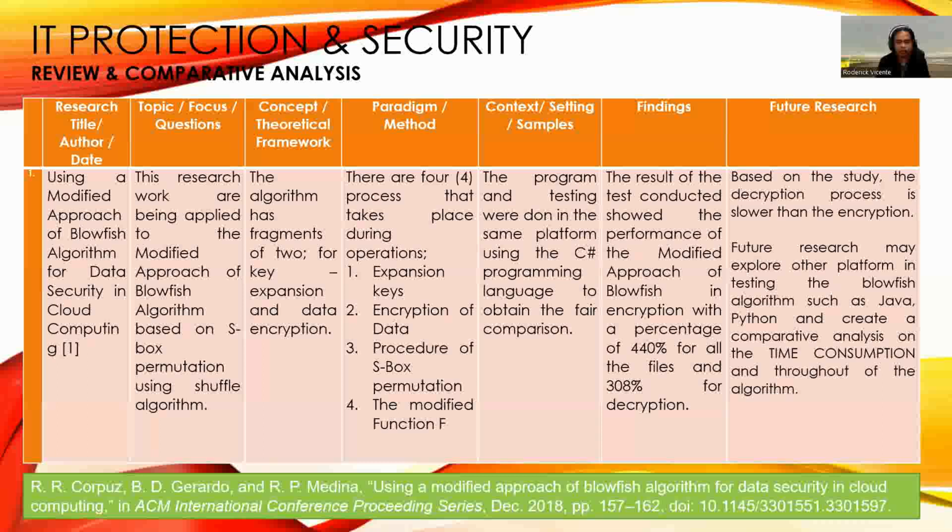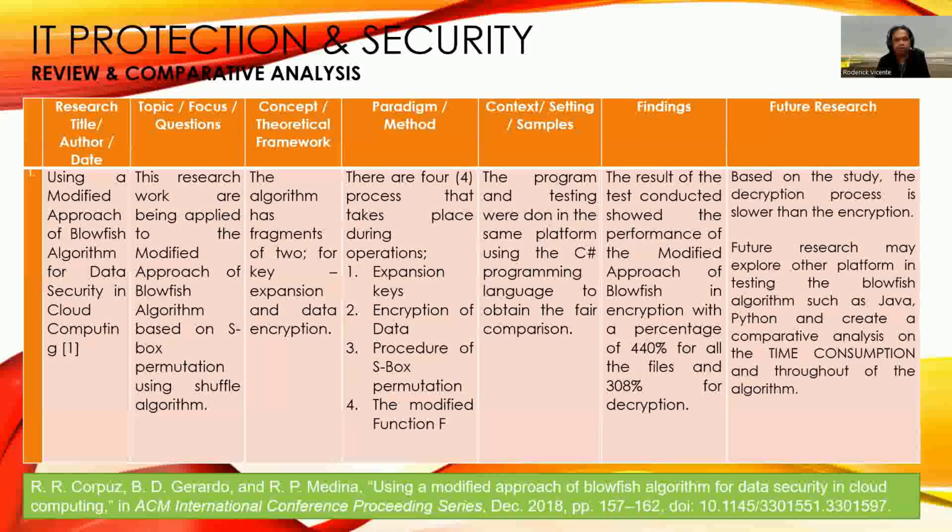This work applies a modified approach of the Blowfish algorithm based on S-box permutations using the shuffle algorithm. It specifically aims to simulate and test the modified Blowfish algorithm in cloud computing using encryption, decryption, and throughput standards. The algorithm has two parts, key expansion and data encryption. The key expansion transforms a key of at most 448 bits into multiple subkey arrays with a total of 4,168 bytes, and encryption of data occurs through 16 rounds of a Feistel network.